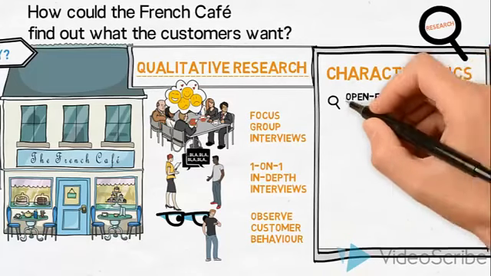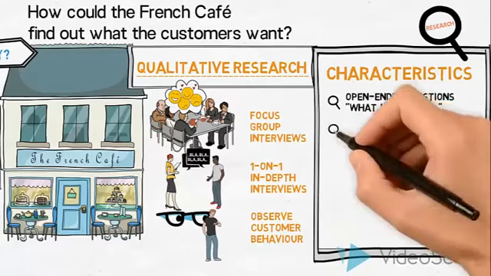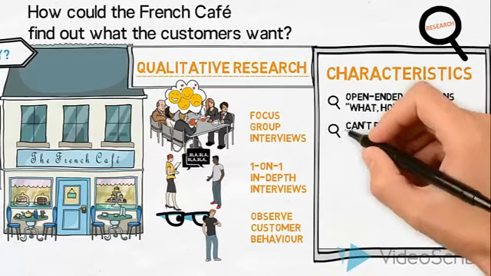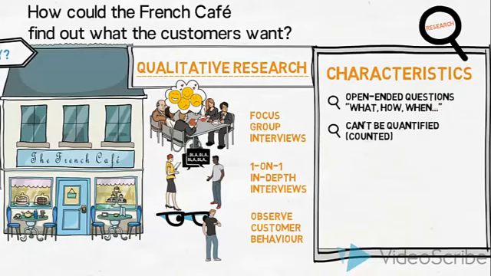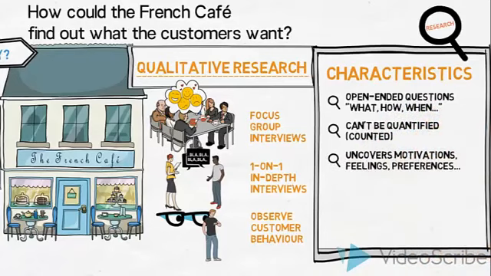Qualitative data is based on asking open-ended questions, such as what, how, when, and so on, so that the respondents can express themselves using their own words. Qualitative data cannot be quantified or counted. No two answers or observations are exactly the same, which is why they can't be counted. Qualitative research can be used to uncover people's motivations, feelings, attitudes, preferences, and behaviors exactly as they choose to express them.